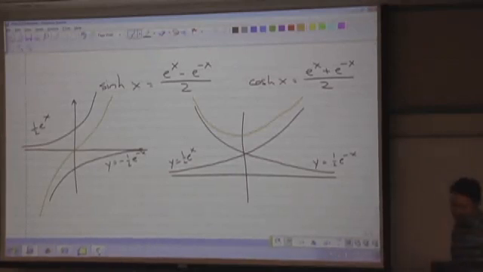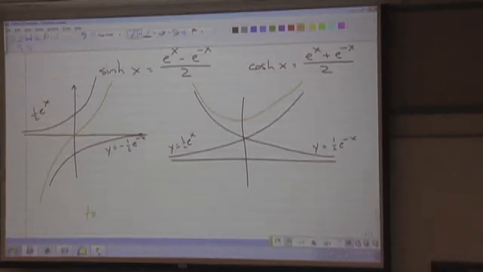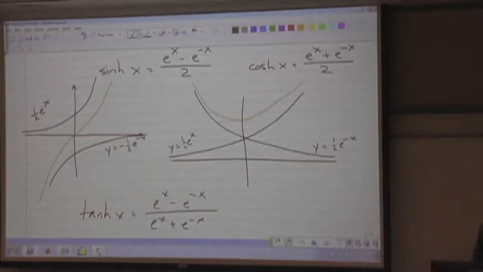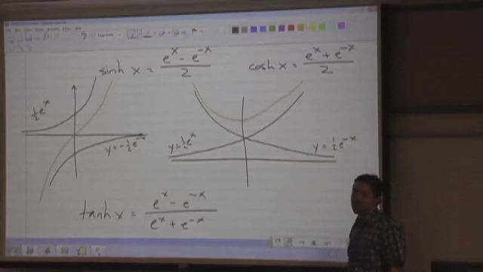Now, what is the hyperbolic tangent of x? As it turns out, it behaves exactly the same as the regular tangent. It's just sine over cosine. In this case, it would be sinh over cosh. So you just end up with e to the x minus e to the minus x divided by e to the x plus e to the minus x. Does that make sense? So far, so good?